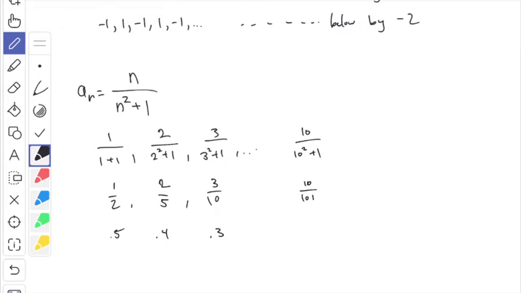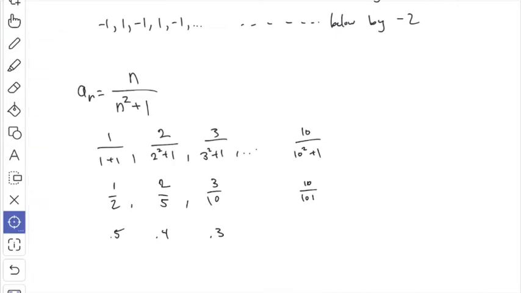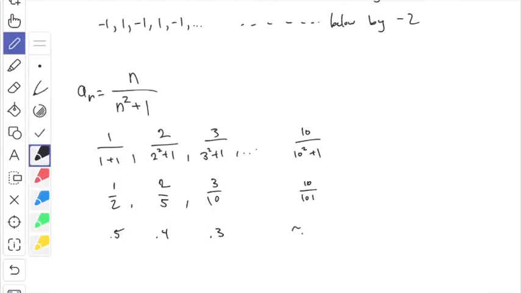Okay, so my original suggestion about this pattern was not correct, right? This is a misleading first 3 terms here. This is close to 0.01. Anybody else believe that these are bounded below by 0? Yeah, you're right. 0.1, not 0.01. Thanks.